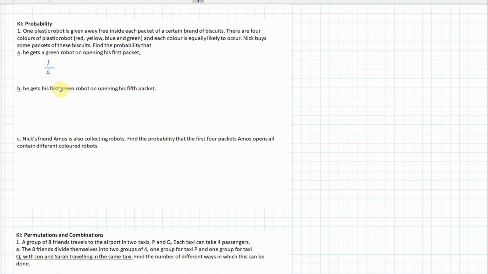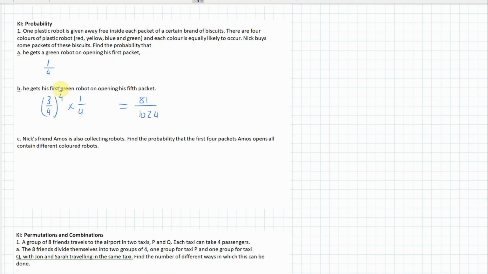What's the probability he gets a first green robot on opening his 5th packet? So that means he doesn't get a green robot 4 times in a row, and then he gets a green robot. So 3/4 is the chance of not getting a green robot. We do that to the power of 4 because he doesn't get it for 4 goes, and then on the 5th go he gets it. So this happens to be 81 over 1024.